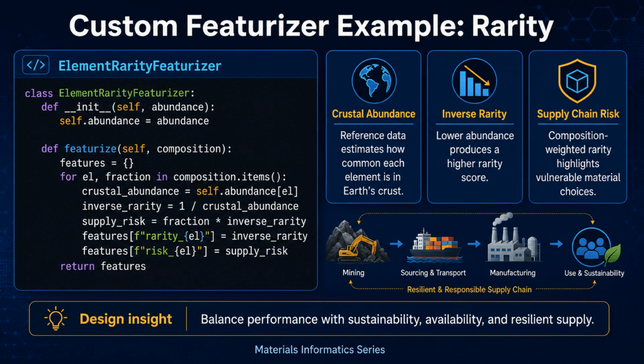An element rarity featurizer uses crustal abundance data. Invert abundance to get rarity. Rare elements have high rarity scores. Calculate mean rarity, max rarity indicating supply chain risk, and rarity variance. This helps design sustainable materials avoiding critical elements. Similar patterns work for toxicity, recyclability, or any per-element property.